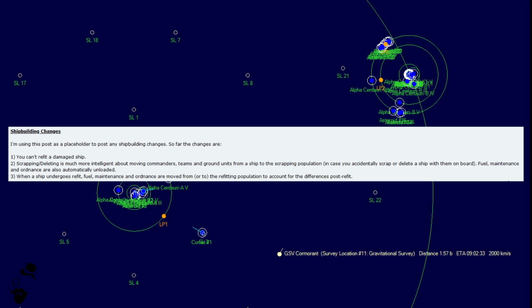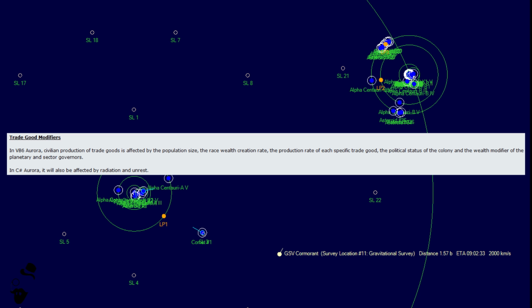Next up, we have changes to trade good modifiers. In VB6 Aurora, civilian production of trade goods is affected by the population size, the race wealth creation rate, the production rate of each specific trade good, the political status of the colony, and the wealth modifier of the planetary and sector governors. Whew, that's a lot of factors, but nothing unexpected. In C#, it will also be affected by radiation and unrest. So you can't leave your colonies with massive unrest and expect them to still produce trade goods for your civilian shipping. It also doesn't help getting nuked from orbit either.